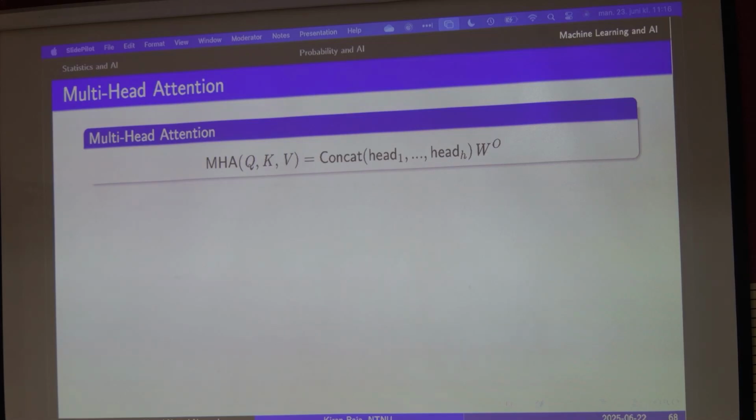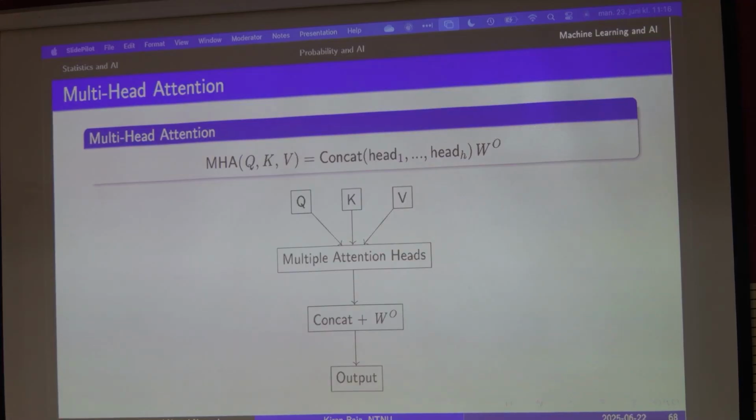And then if you extend the same idea a bit further, you can end up with an even better architecture, which is called multi-headed attention, where you have the Q, K, and V as in the previous case, and then you have multiple attention heads, and then you keep on concatenating with the base W0.